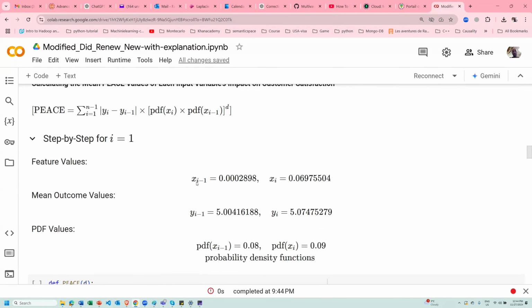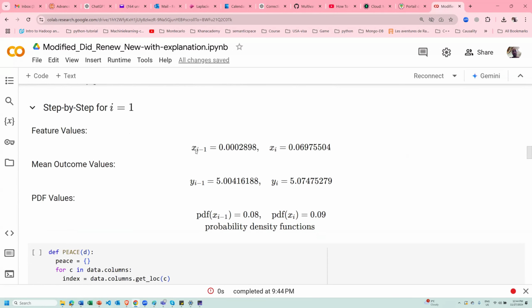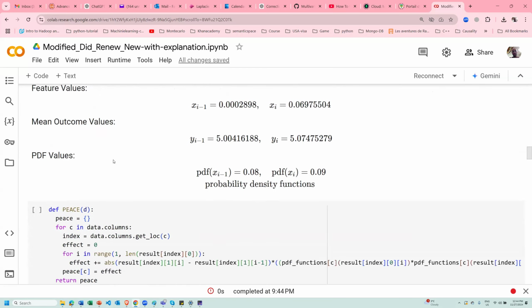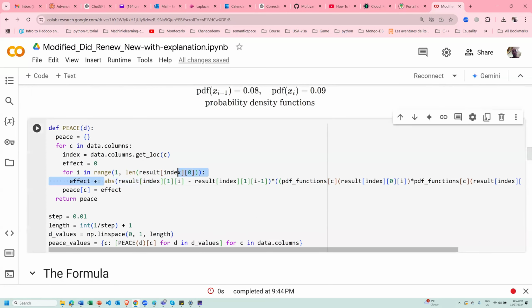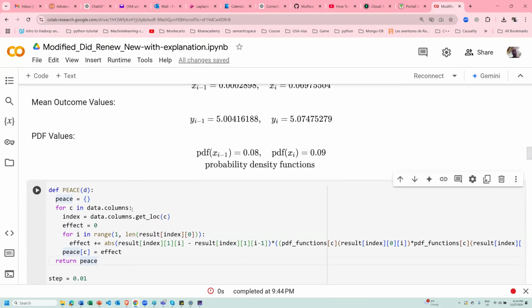Okay, here I just showed you, for example, xi, these are the real values, and let's think about this as probability density functions calculated by KDE. So basically, our formula is here. In this formula, as you can see, we have the result. The result is calculated in the marginal effect up there.